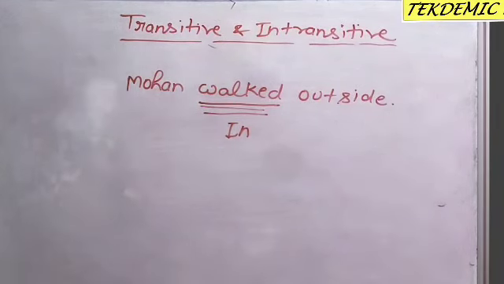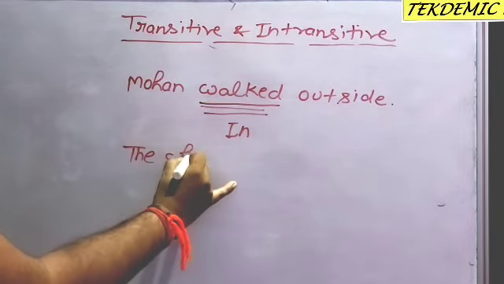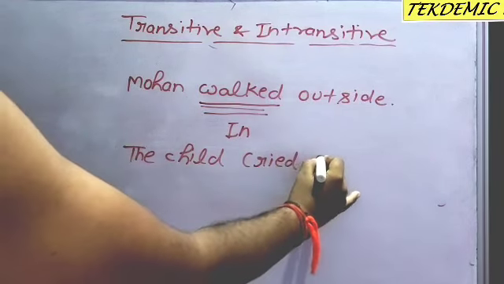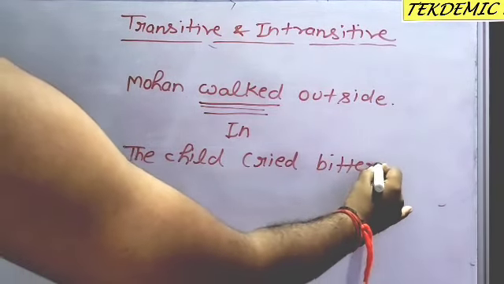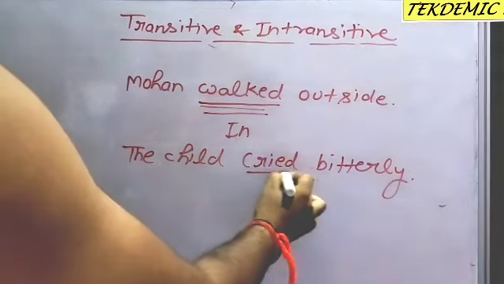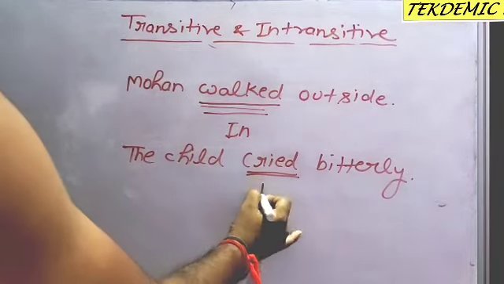Now take another example: The child cried bitterly. In this sentence, the verb is cried. But if you question, there is no object. What did the child cry? No object. Whom did the child cry? No object. It means this is an intransitive verb.